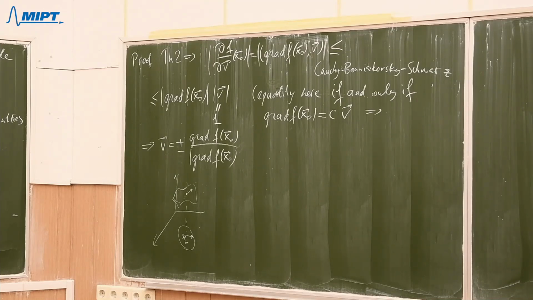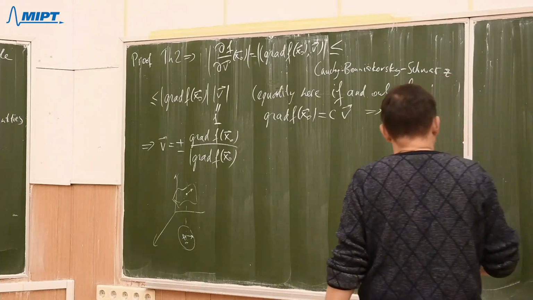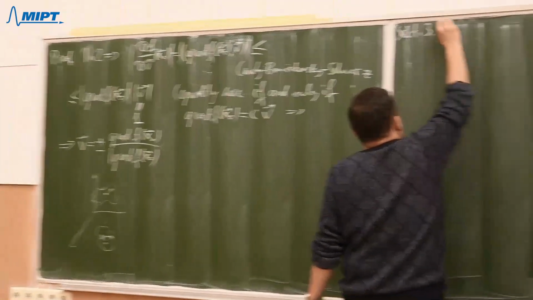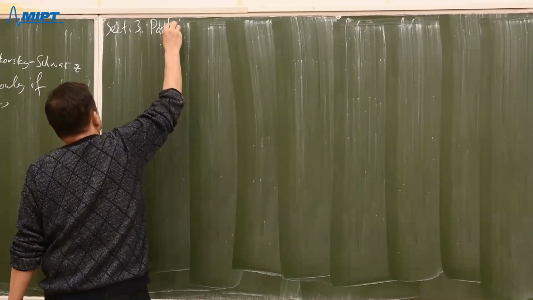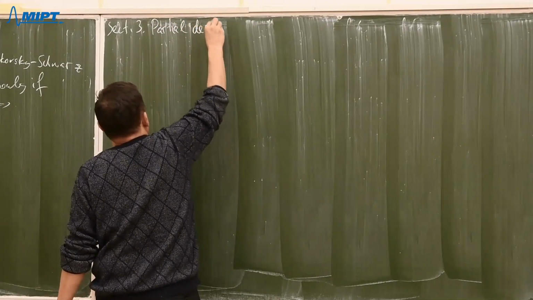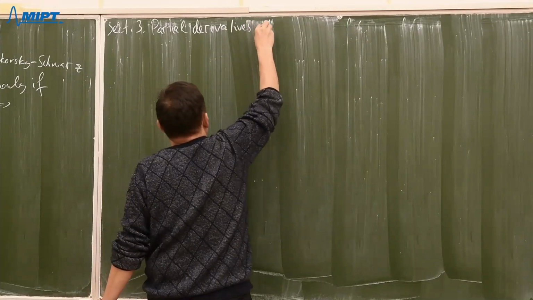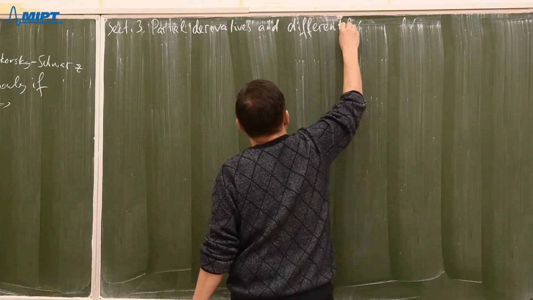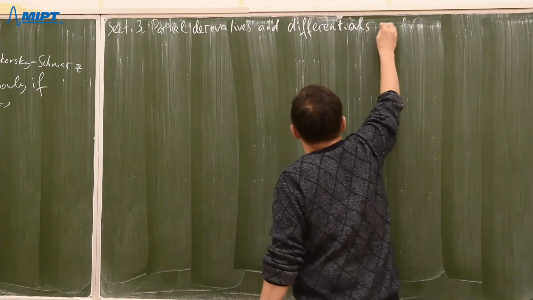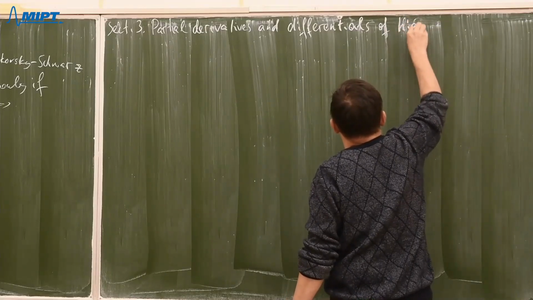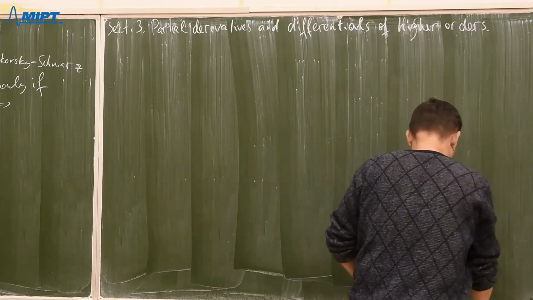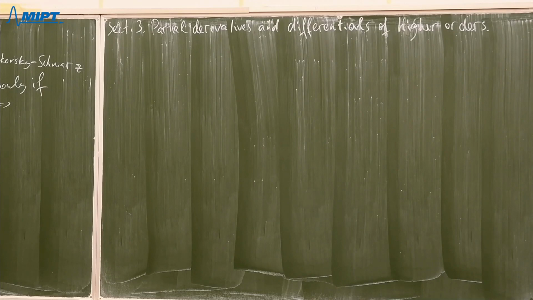Okay, then this section is over, and now section 3, partial derivatives and differentials of higher orders. Okay, let me erase for a while.